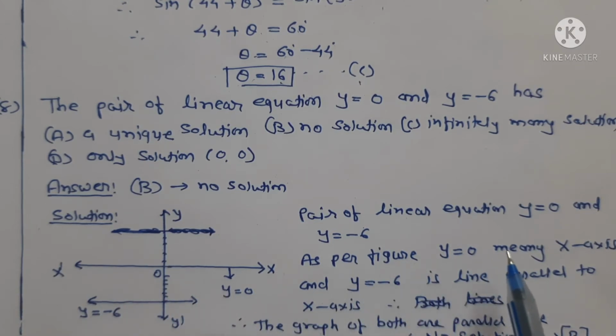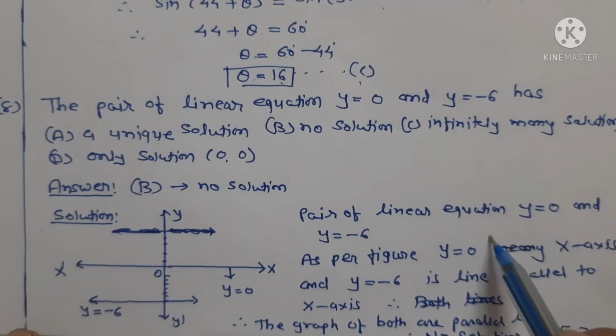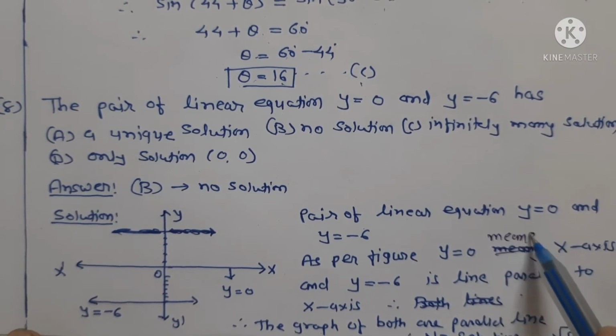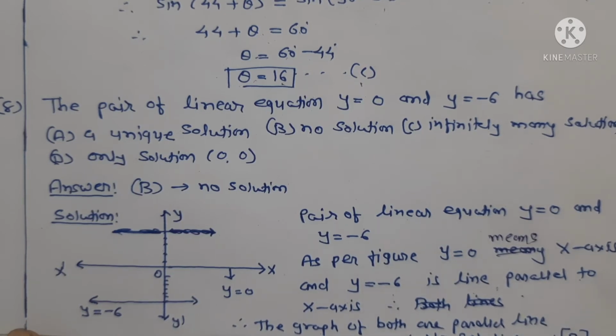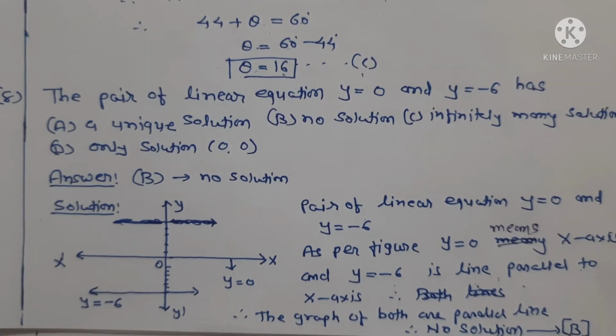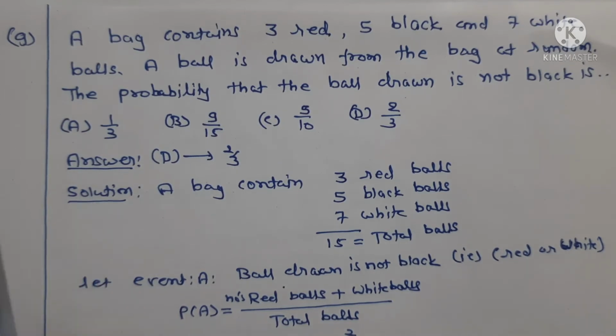As per figure y equal to 0 may be any x axis, means x axis, and y equal to minus 6 is a line parallel to x axis. Therefore graphs of both lines are parallel lines. Therefore the equation has no solution. So option B is answer. Now we start question number 9.